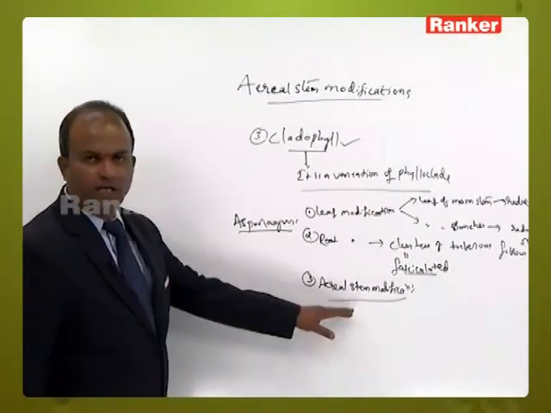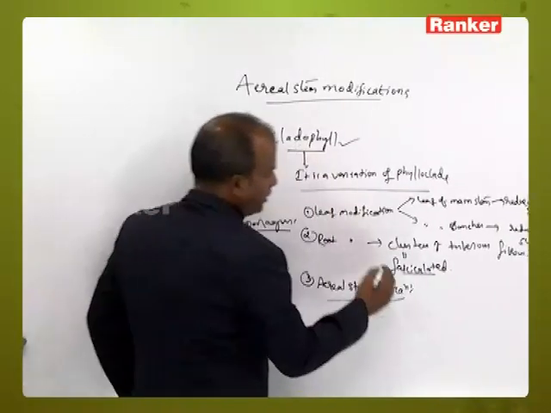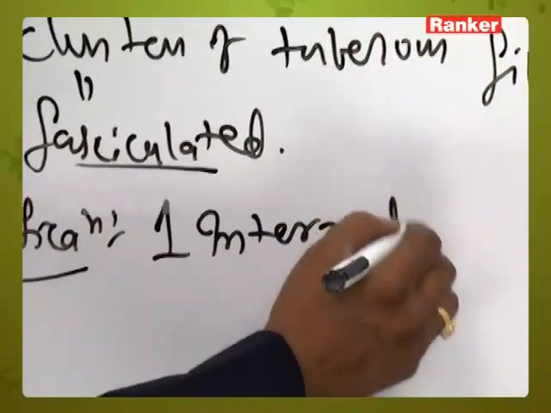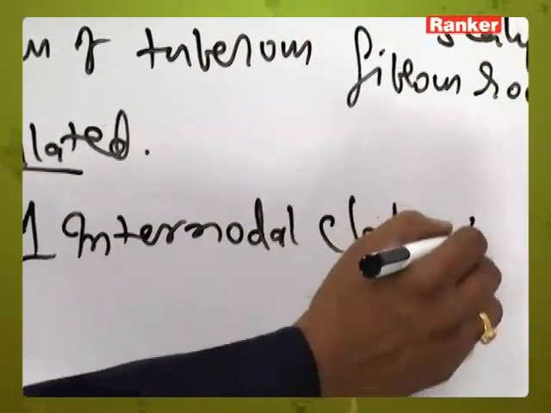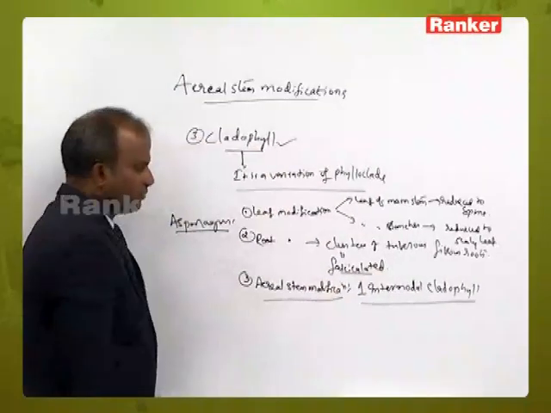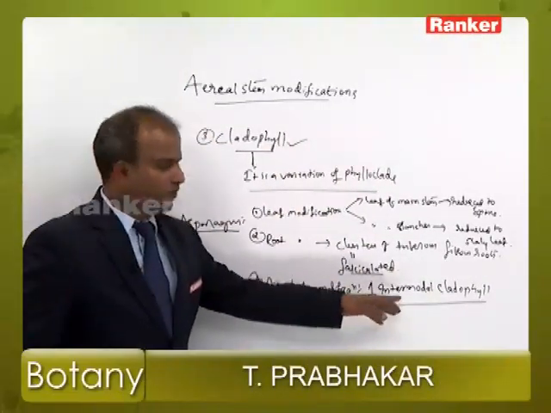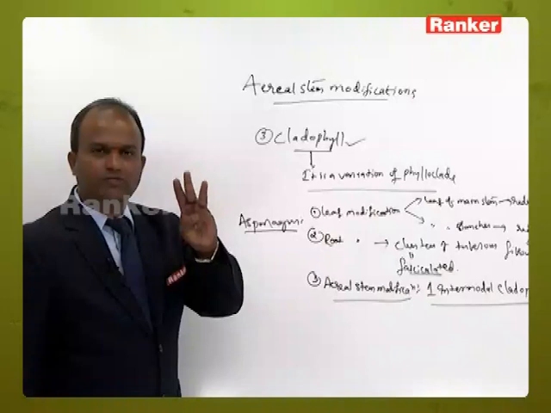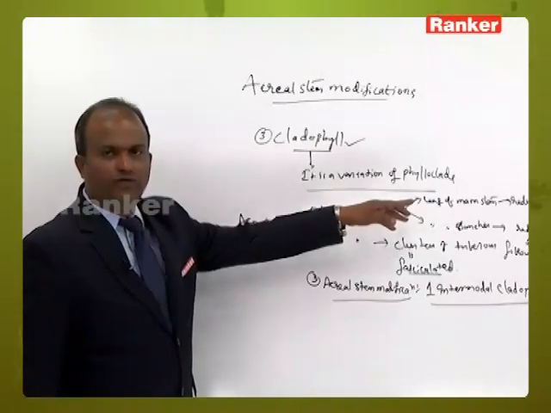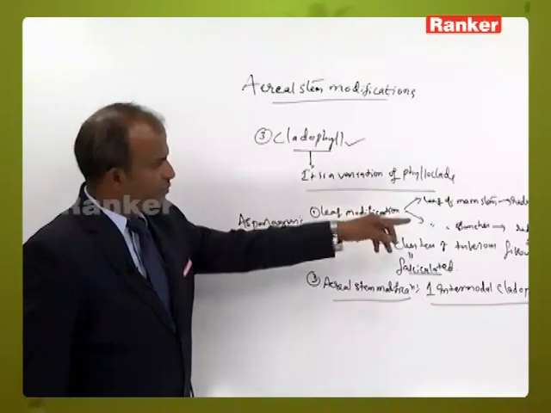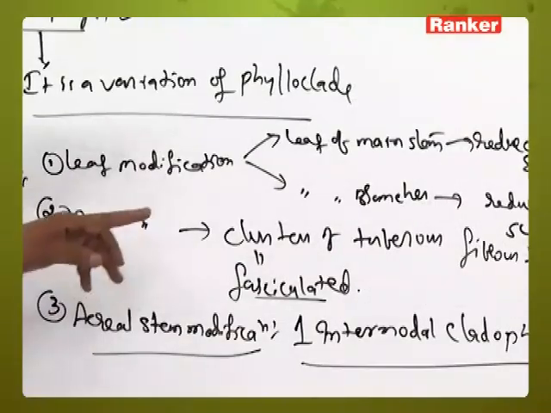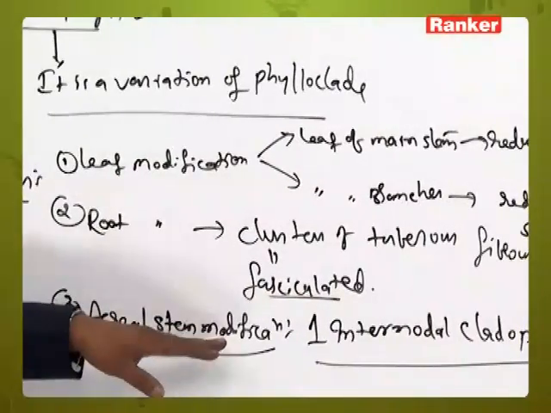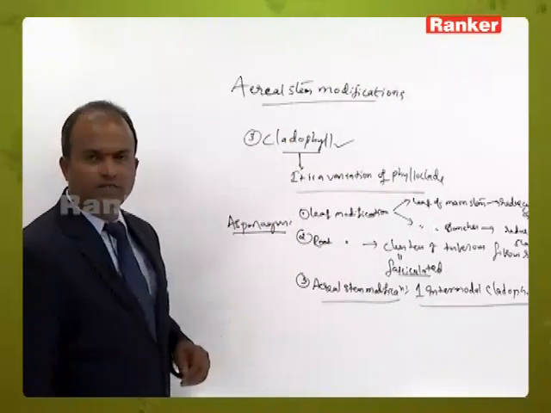In asparagus, the aerial stem modification is what is called a one internodal cladophyll. That means asparagus shows three types of modifications. Leaf modification: the leaf on the main stem is reduced to spine, and the leaf on branches is reduced to scaly leaf. Root modification: a cluster of tuberous fibrous roots can be seen. And third, aerial stem modification, that is the cladophyll.